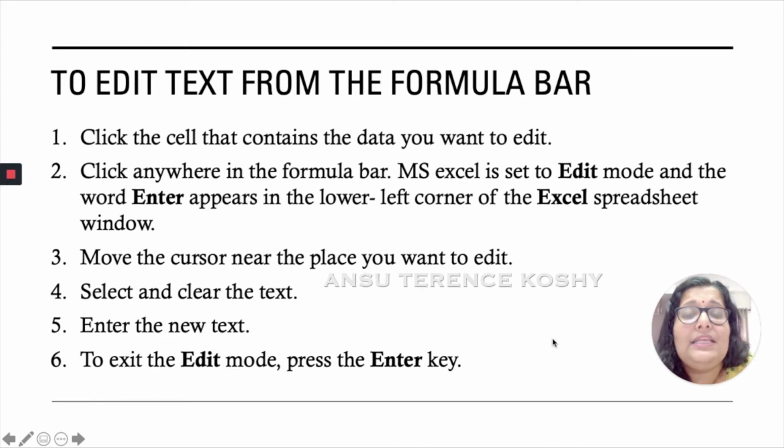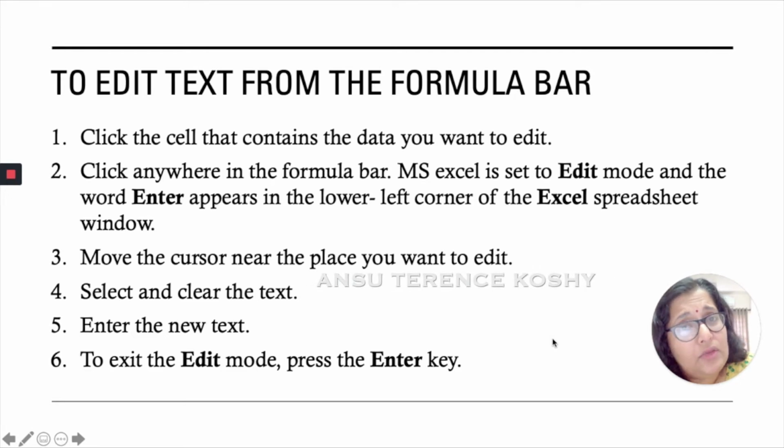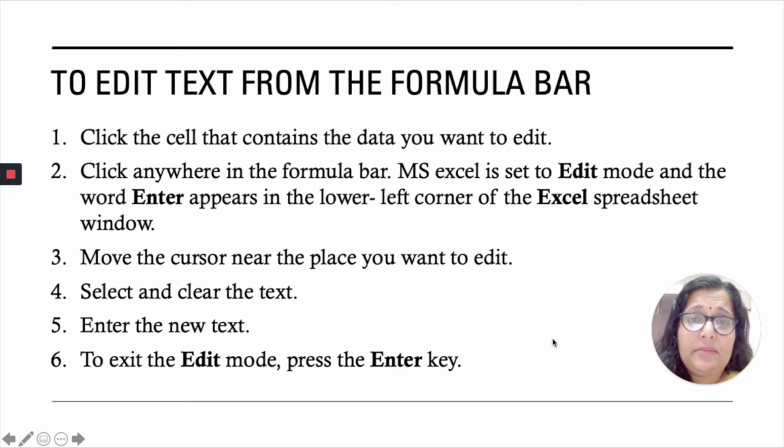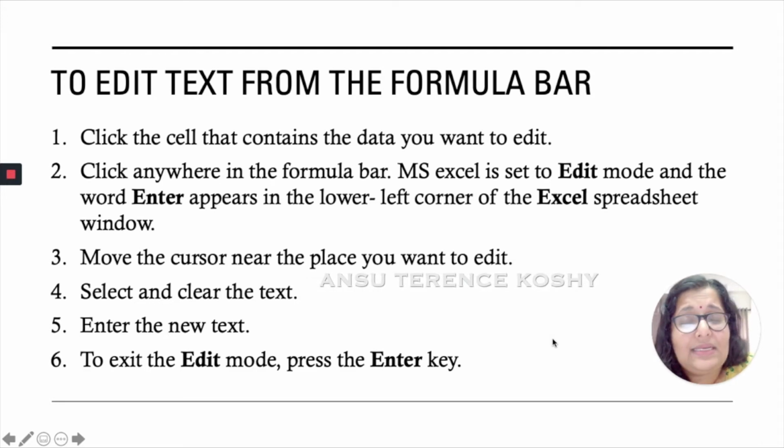Move the cursor near the place you want to edit. If you want to edit at the beginning of the text that is already there, you can do it there. If you want to do it somewhere in the middle, you can do that. If you want it after the content, you can also do that. Select and clear the text and enter the new text. To exit the edit mode, again you have to press the enter key. Once you press the enter key, it moves out of the edit mode.